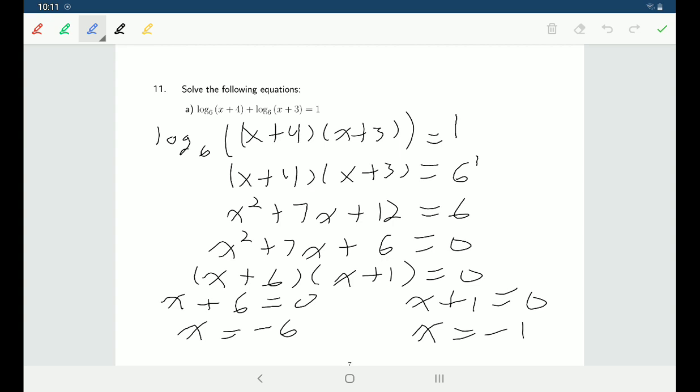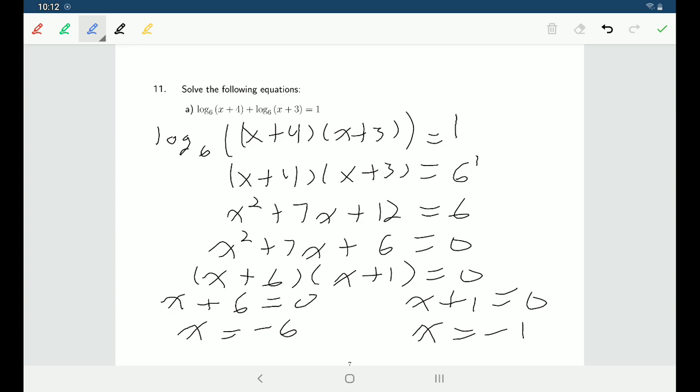So first thing that I do is I'm applying my properties of logs. If you have 2 logs of the same base that are being added, that's the same thing as the log of the 2 insides multiplied. So instead of log base 6 of x plus 4 plus log base 6 of x plus 3, it's now log base 6 of x plus 4 times x plus 3.